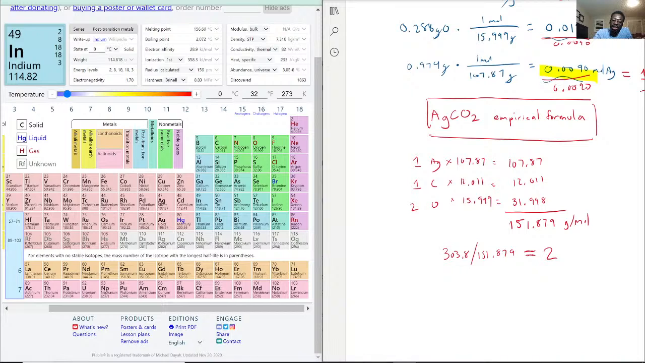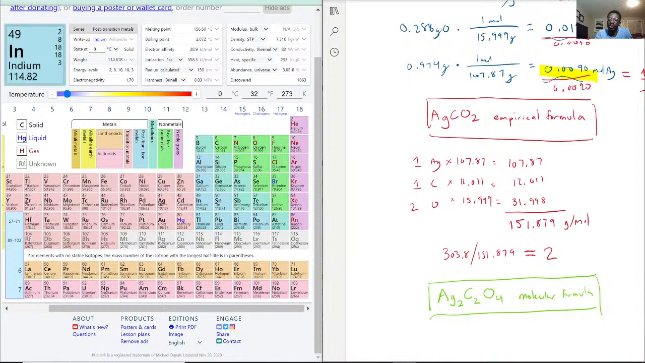And don't be mistaken, you don't want to add the 2 in front. You actually go Ag, because this is our molecular formula, right? You actually want to add them as subscripts. So Ag2C2O4. This right here is our molecular formula. Okay? So that's what we have right there. So empirical formula, molecular formula is double of it.